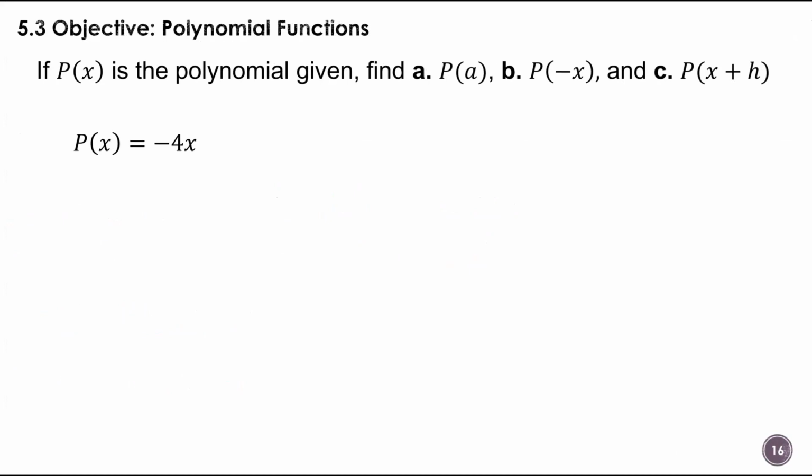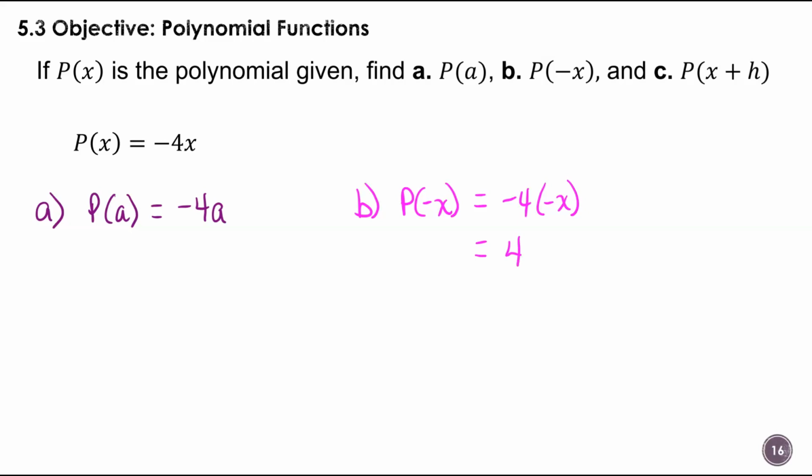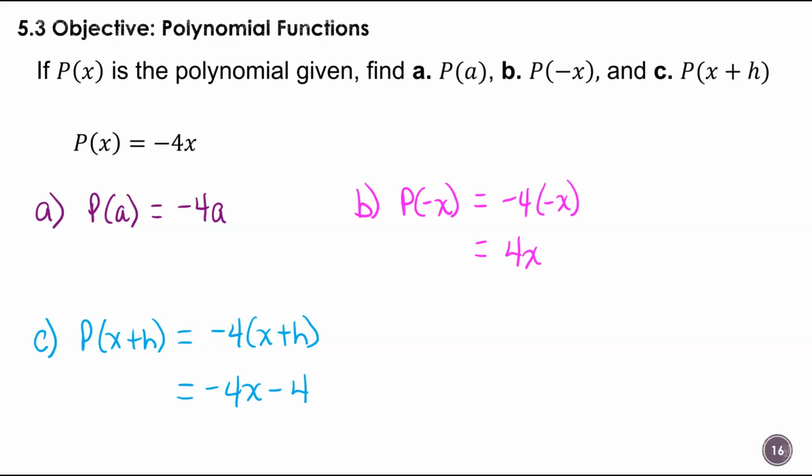All right, this one. Okay, so it's kind of the same thing, except the expression changed, or the polynomial, the function changed to a negative 4x. And okay, part A. So we're finding P of A, so negative 4a. I just put the a in for x, and that's it. On B, I'm finding P of negative x. So it's negative 4 times negative x, and I will simplify that one. So I get 4x. And then last, I have part C, and that's P of x plus h. So negative 4 times x plus h would be negative 4x minus 4h. And that's it.